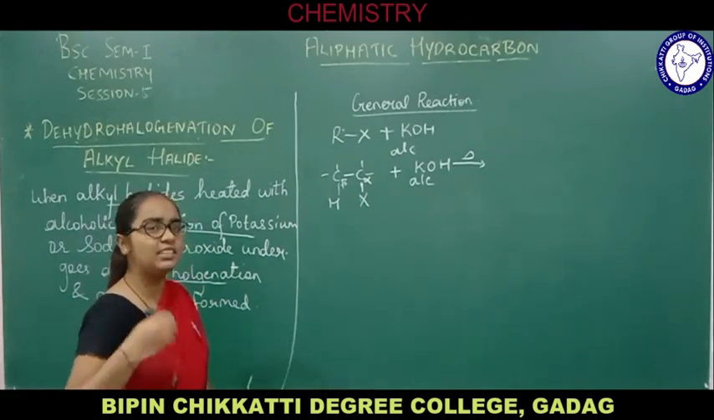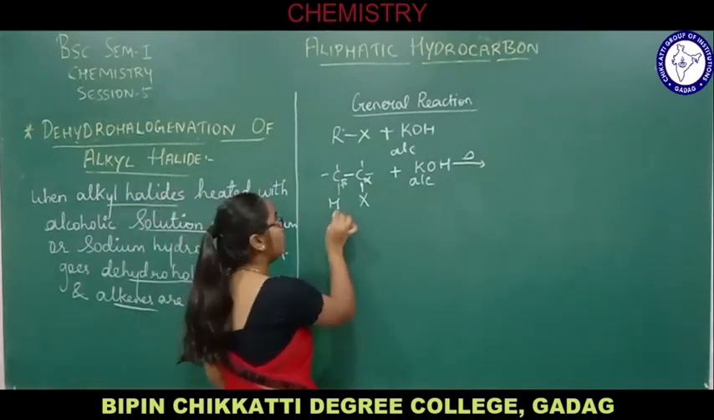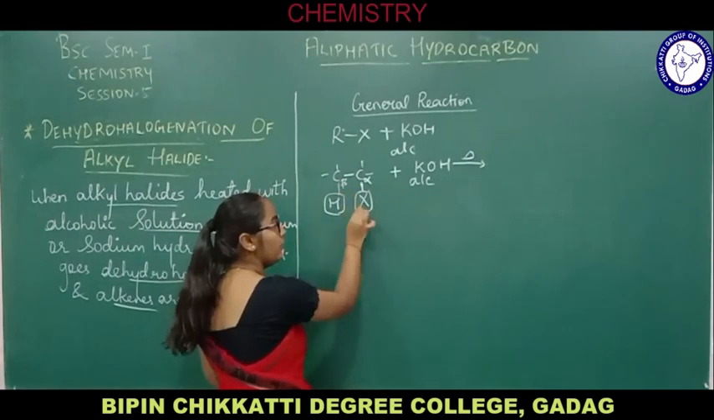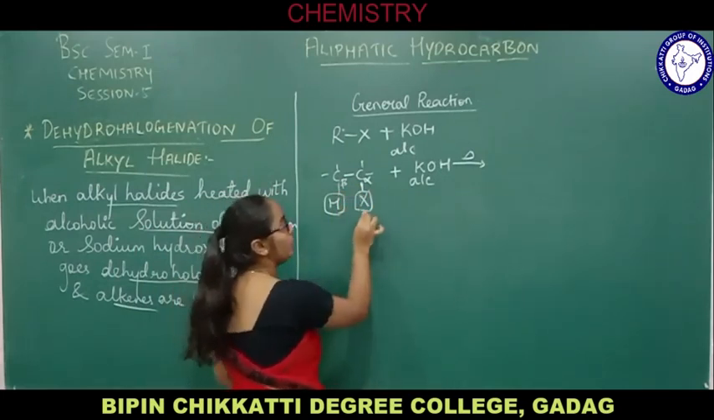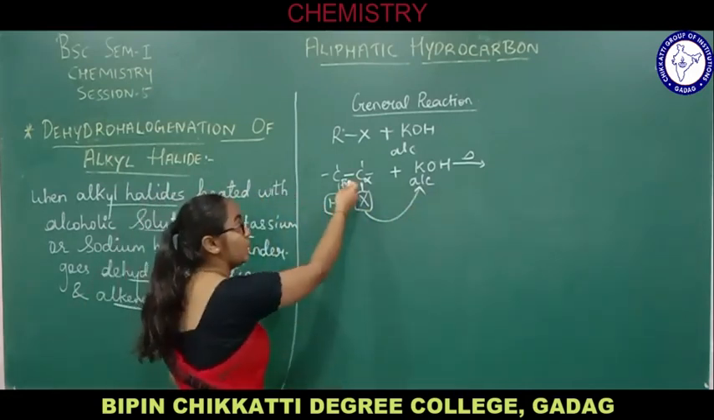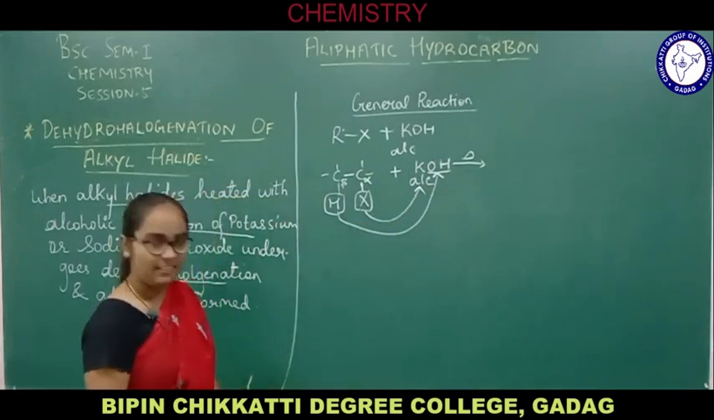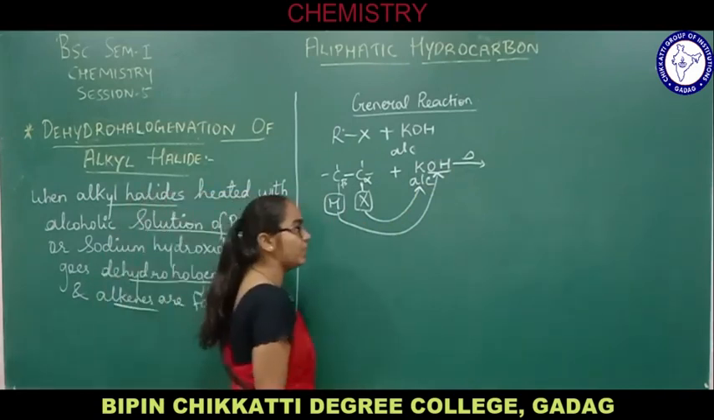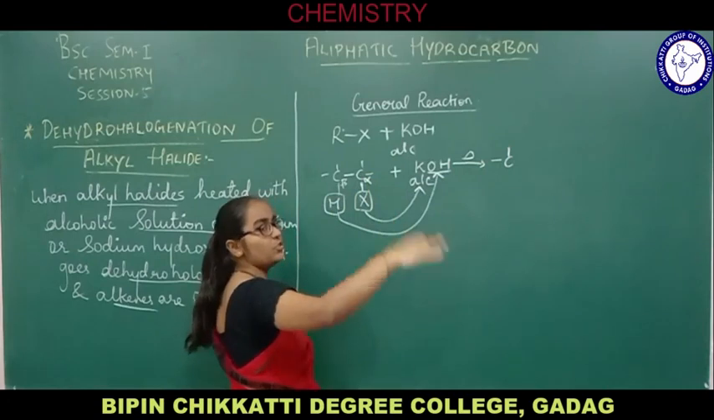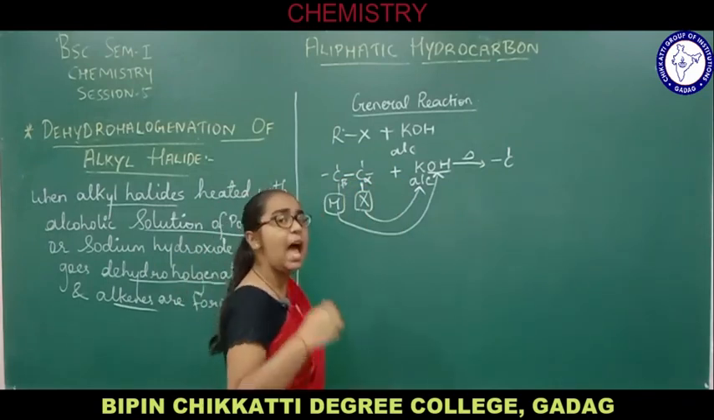So start removing the hydrogen group and the halo group from the reactant. I remove the hydrogen from the beta carbon and the halogen from the alpha carbon. The halogen leaving the alpha carbon combines with the potassium, and the hydrogen removed from the beta carbon combines with the hydroxyl group, right? So after removal, let's see what product is formed. Once the hydrogen atom and the halogen atom are removed from the respective carbon atoms, a bond breaks and a new bond is formed.